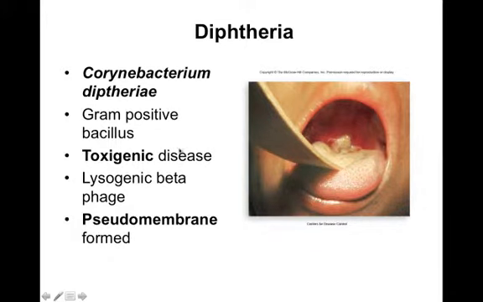Alright, so diphtheria. It's caused by Corynebacterium diphtheriae. It's a gram-positive bacillus. This is a toxigenic disease, so the organism itself does not cause the disease. It's actually the toxin it produces, which is the diphtheria toxin. It produces the toxin thanks to a lysogenic beta phage, which is a bacteriophage that injects bacterial DNA instead of viral DNA, and this bacterial DNA codes for the diphtheria toxin. It generally produces a pseudomembrane, which is one of its telltale symptoms. The pseudomembrane is a thick raft of bacteria and mucus on the back of the throat, which you can see here.